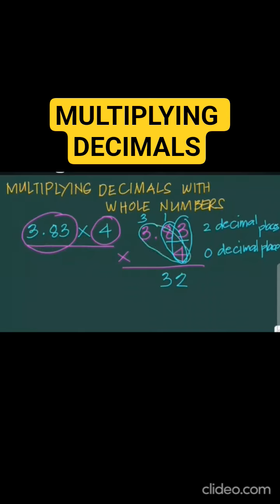And then 4 times 3 is 12. And 12 plus 3 is 15. Since we have a total of 2 decimal places, and then we count 2 decimal places for our answer or the product. So we place the decimal point here. So our answer is just equal to 15.32. So 3.83 times 4 is just equal to 15.32. So let's try another example.